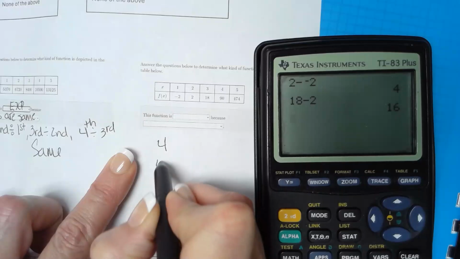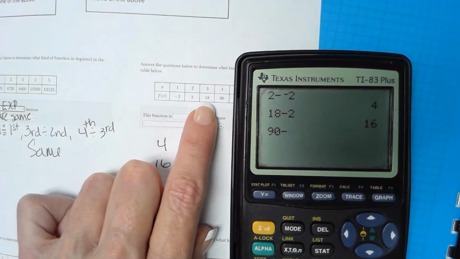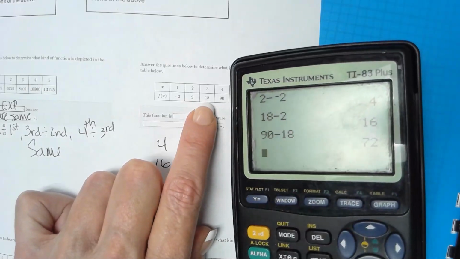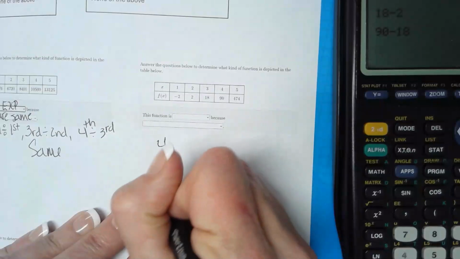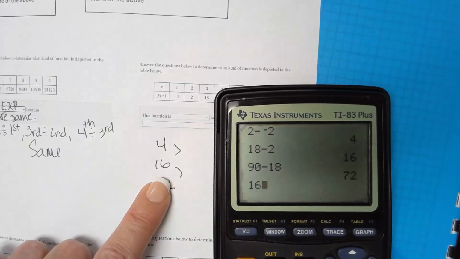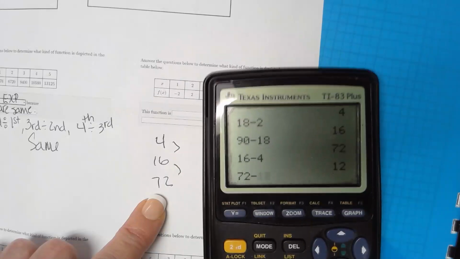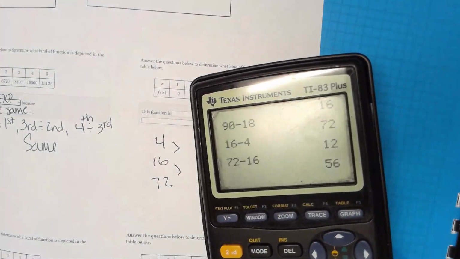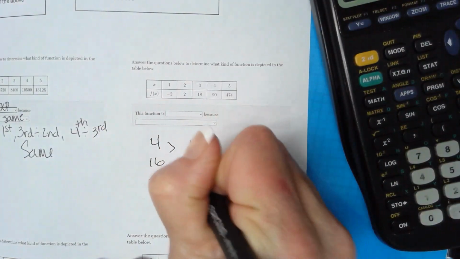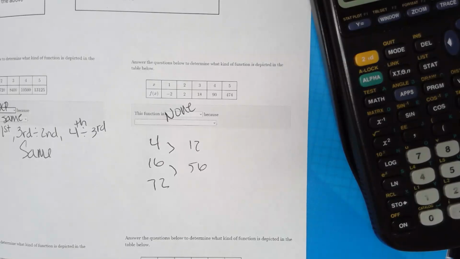I got a 4, I got a 16. Let's do it again. Fourth minus third, 72. Okay, so now I'm going to take the second difference. Second minus first, third minus second. The second difference didn't work either, because I got 12 and 56. Y'all, none of them worked. The answer's none. And that's in your drop-down box.